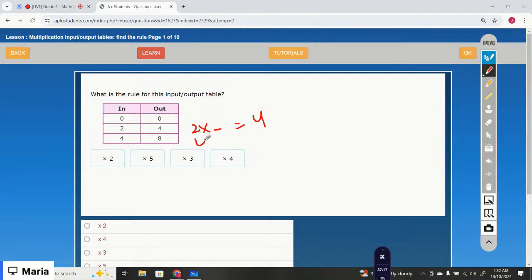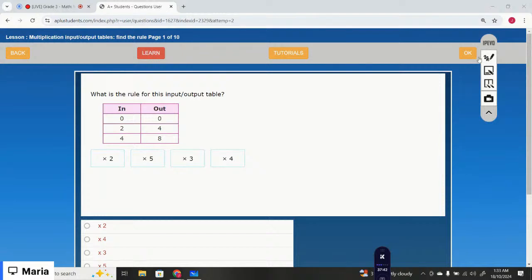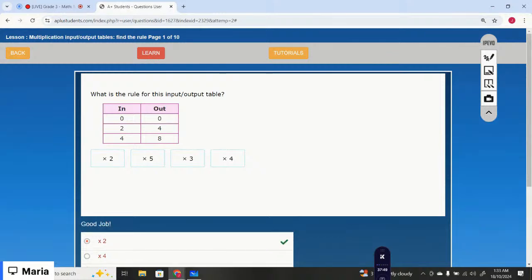2 times what number is 4? And 4 times what number is 8? 2 times 2 is 4 and 4 times 2 is 8, isn't it? That means the rule is you have to multiply each input value by 2 to calculate the output values.